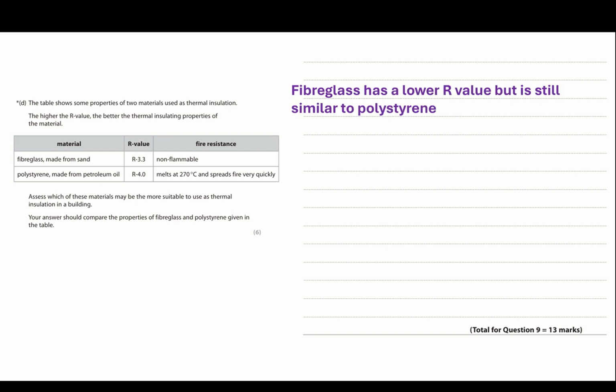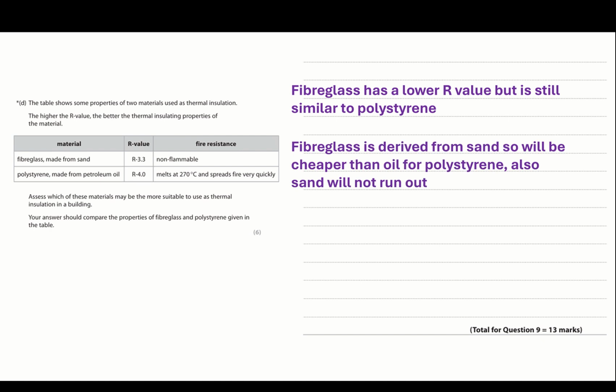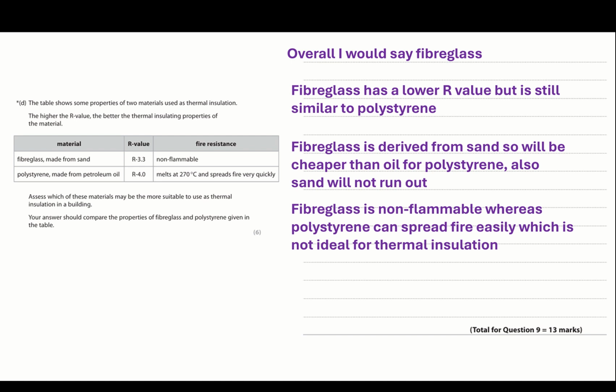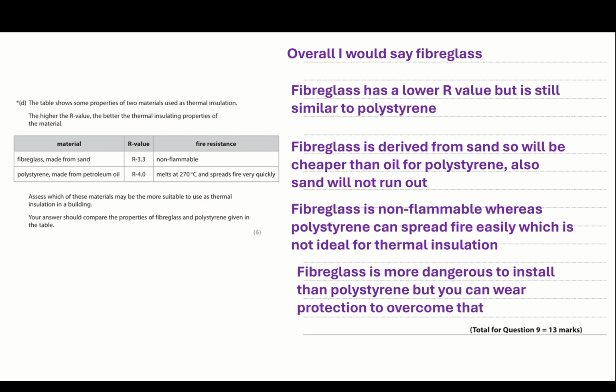So fiberglass has a lower R value, but it's similar to polystyrene. The fiberglass comes from sand, so it's going to be cheaper than oil. Also, sand will not run out. Overall, I'd say fiberglass is better. Fiberglass is non-flammable, whereas polystyrene can spread fire easily, which is not ideal for thermal insulation.